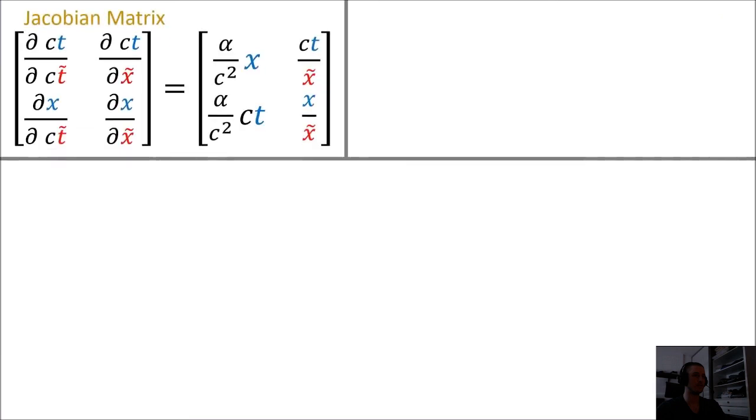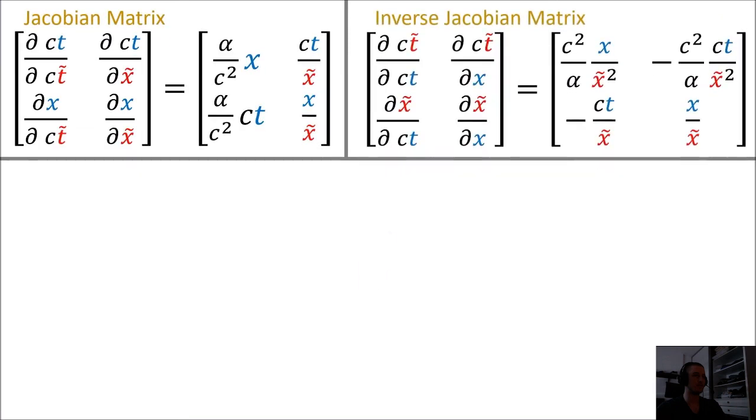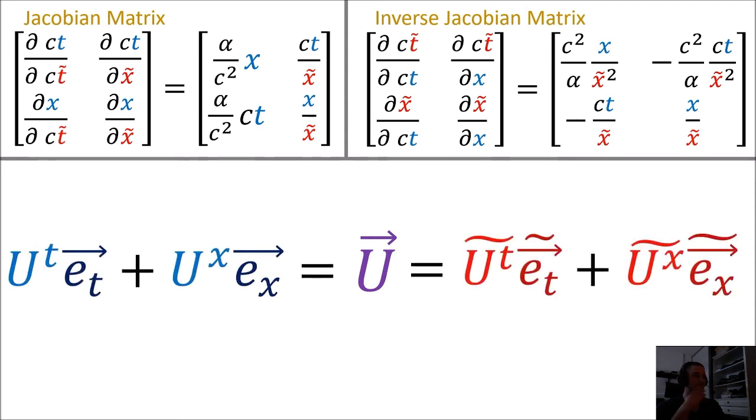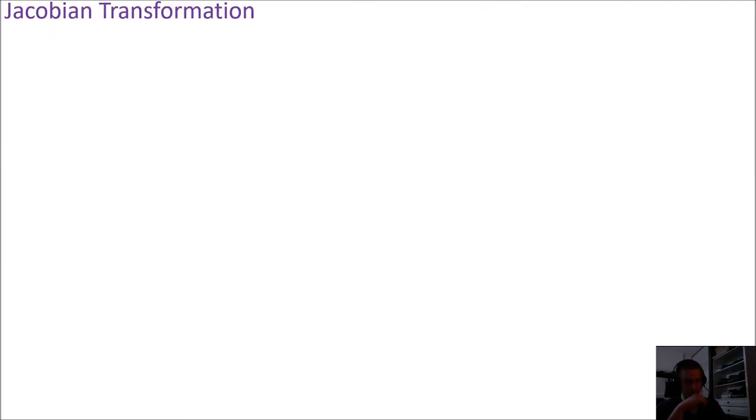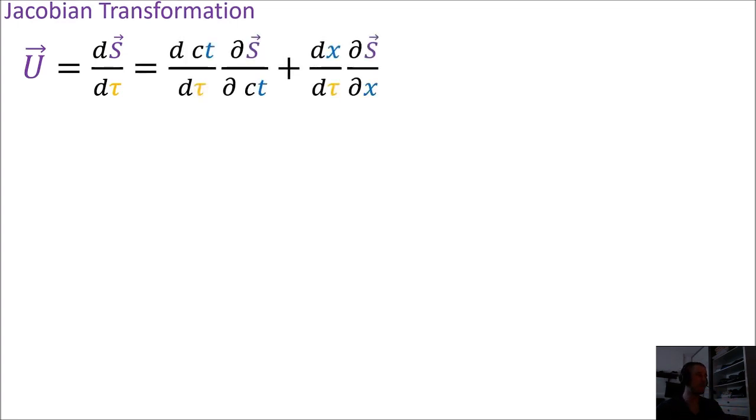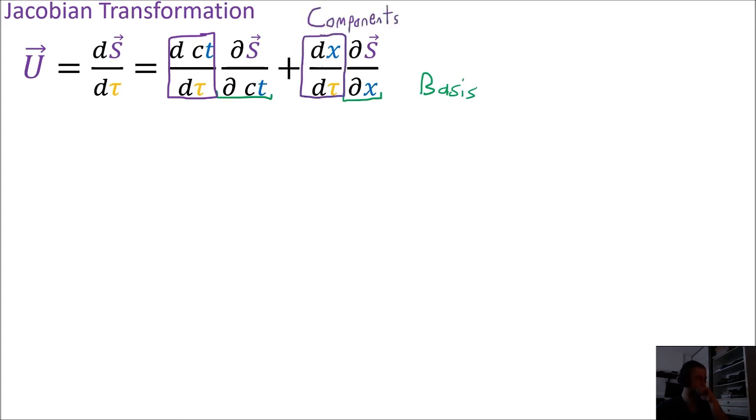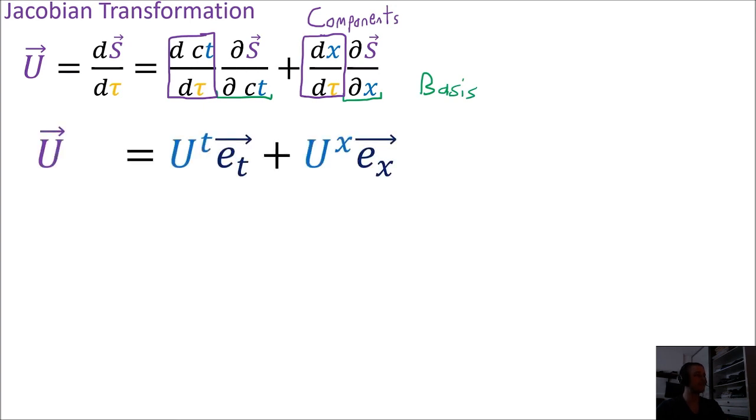Now that we have the Jacobian and the Jacobian inverse matrices, let's use them to change basis for some 4-vectors in spacetime. So recall that the 4-velocity u equals the derivative of the 4-position s with respect to proper time tau. Using multivariable chain rule, we can expand this vector in any basis that we like, where the components of the vector are the derivatives of the spacetime coordinates with respect to proper time tau. This is just like expanding a vector into its components, as we've done many times before, except this time the components come from the multivariable chain rule.